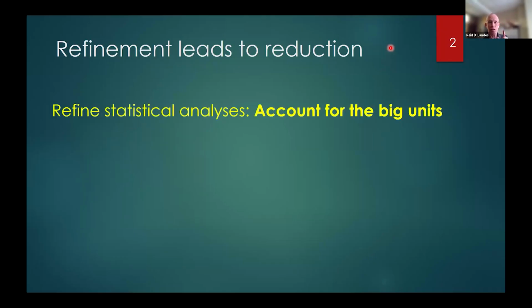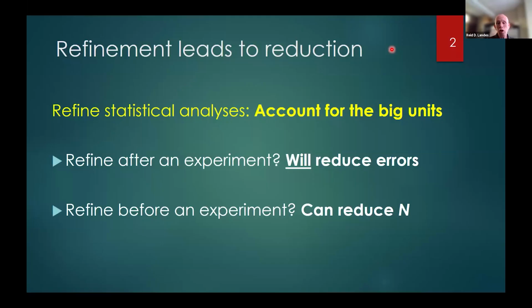Now, if we refine our statistical analyses to account for the big units, I've received some pushback from investigators like, oh, I'm not a statistician. I'm like, well, you're not a veterinarian either. So the things that we're talking about today are not terribly difficult. And if we learn how to refine our statistical analyses by accounting for these big units, we're going to be able to reduce statistical errors. If we refine our statistical analyses after the experiment has happened, we'll be able to reduce our statistical errors. If we think about things beforehand, before that experiment, we can reduce our overall N.